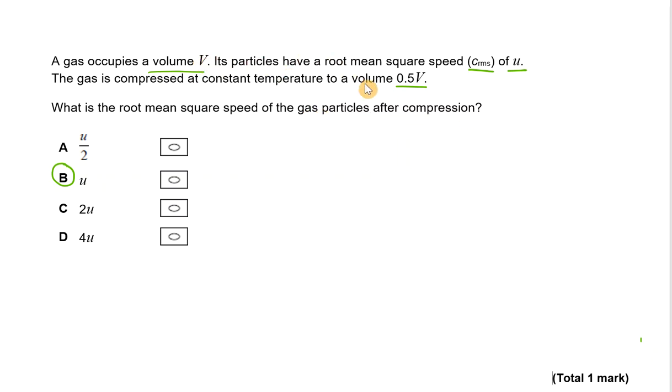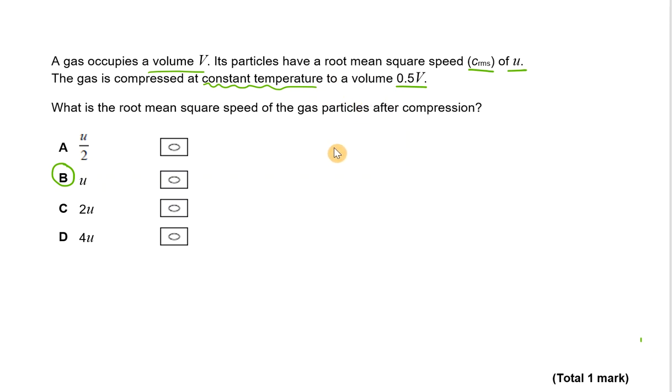So it looks like we're going to halve the volume if the temperature is kept the same. And it says, that's the big thing here, the constant temperature. So if the volume is halved, the temperature is the same, the pressure is going to double. So nice easy question, this one actually.